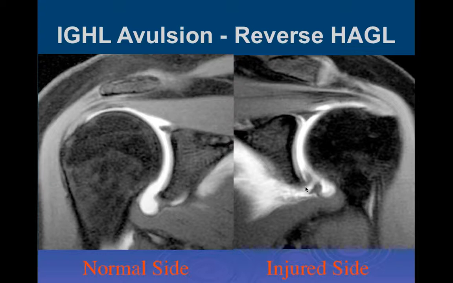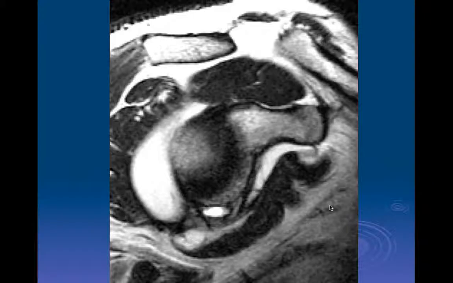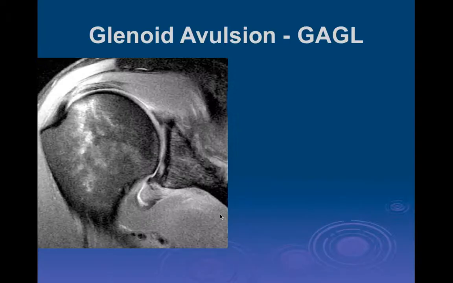A lot of abnormalities. And then here in the axial image, we can see more of a posterior capsular tear in this particular case. Again, it all depends upon the direction of where they occurred. So, posterior HAGL, and this is an avulsion. This is on the opposite side. This is the normal side, what it should look like.